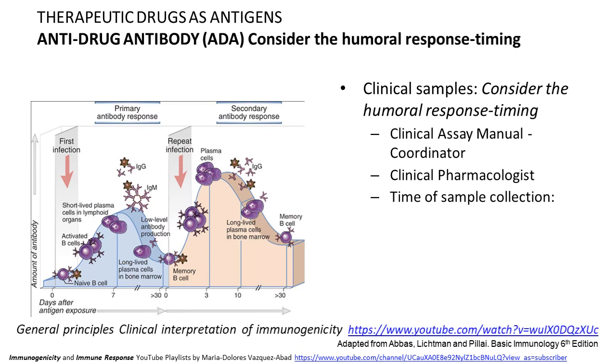This particular graph is taken from Abbas et al. And I go over this slide in much more detail in the other YouTube video called General Principles of the Clinical Interpretation of Immunogenicity. But as a reminder, this is what I mean when I talk about time of sample collection. You need to make sure that you're assessing and understanding whether this is a primary or a secondary antibody response when you get anti-drug antibodies. This is important because the timing, the isotypes, and the titers are different if we're talking about a primary response that can be short-lived and have no consequences, or a secondary response that means you have immunological memory to the drug, and it will have consequences.